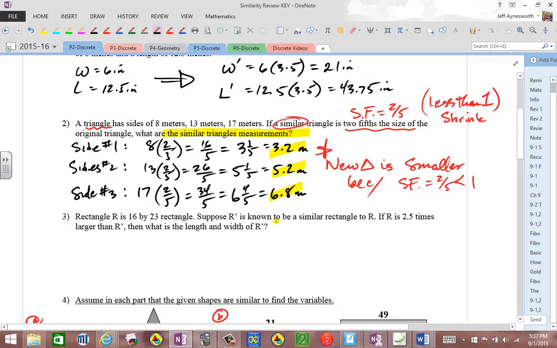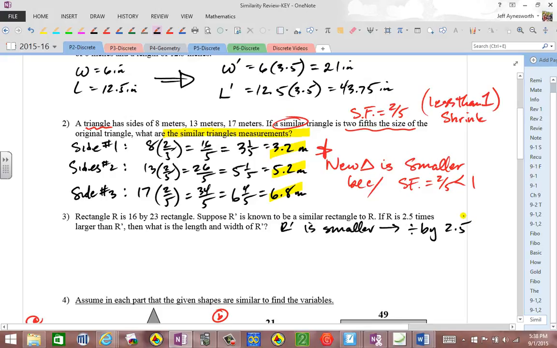Okay, so it's 2.5 times larger. The original rectangle is 16 by 23. This original rectangle is 2.5 times larger than R prime, which means R prime is smaller. That's what it tells me already. So R prime is smaller. All right, because of that, you've got to divide by the scale factor of 2.5.